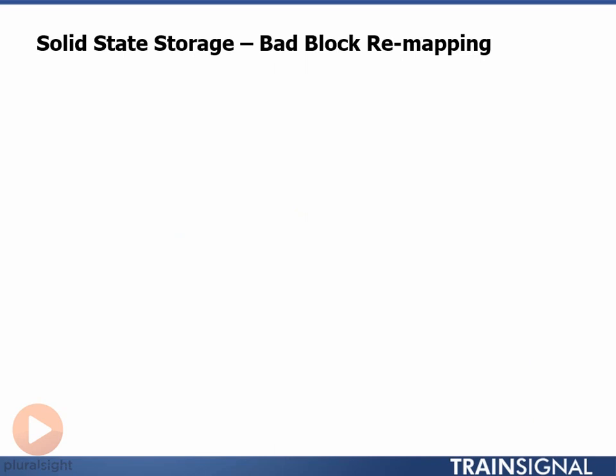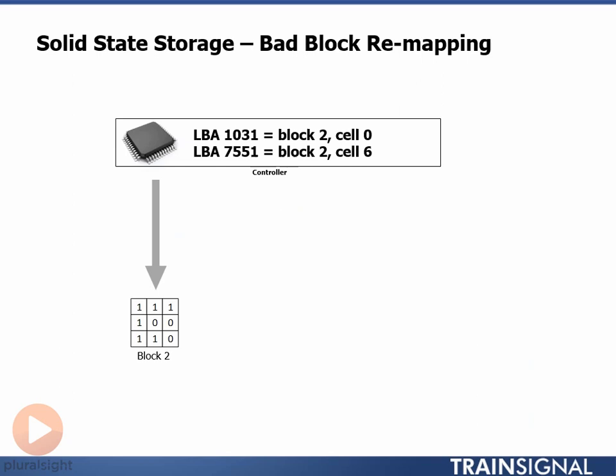And again, let's go with another set of pictures to demonstrate the concept. This time we'll demonstrate dealing with a couple of flash cells that have unexpectedly died. In our illustration here, we've got block 2 in the spotlight again, and we can see that the controller has a couple of LBA addresses mapped to cells in block 2. LBA 1031 is mapped to block 2 cell 0, and LBA 7751 is mapped to block 2 cell 6. Now, let's say that block 2 cells 0 and 6 fail, dead in the water.